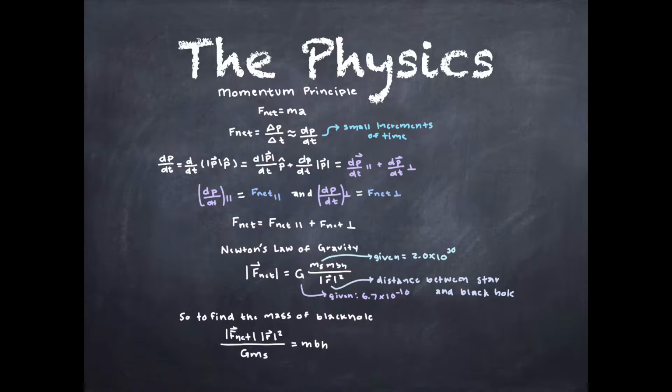Mass 1 will be equal to the star, which is given, and it is 2 times 10 to the 30th, and the gravitational constant is 6.7 times 10 to the negative 10, and then the radius will be equal to the distance between the star and the black hole. Because the black hole is at the origin, it will just be equal to the position of the star. So to find the mass of the black hole, we will rewrite the equation to be F net times the radius squared divided by the gravitational constant times mass of the star equals the mass of the black hole.